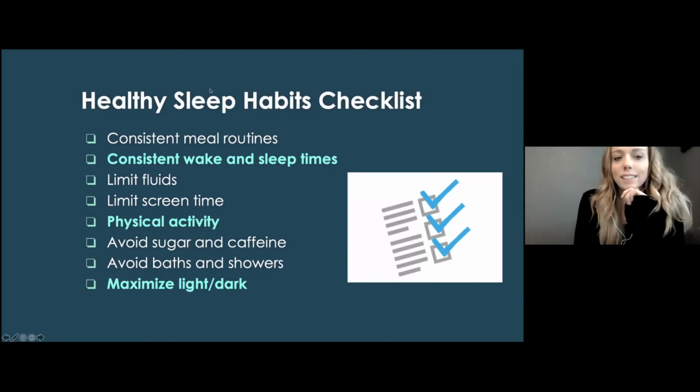We came up with these checklists just so that everyone can have some easy things to make changes right now, some healthy sleep habits to be considerate of. We've got consistent meals, so having meals at regular times throughout the day, and consistent wake and sleep times, so going to sleep around the same time and waking up around the same time, even if it's a weekend.